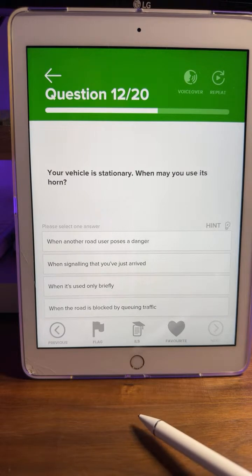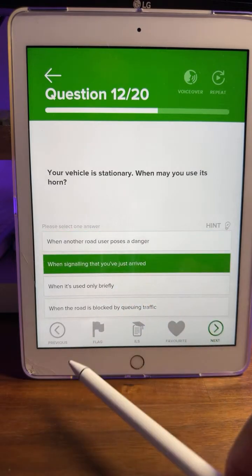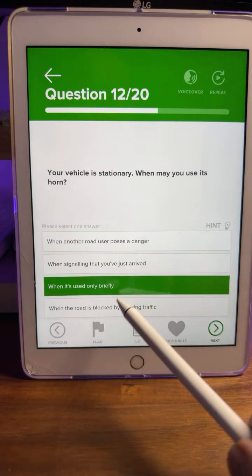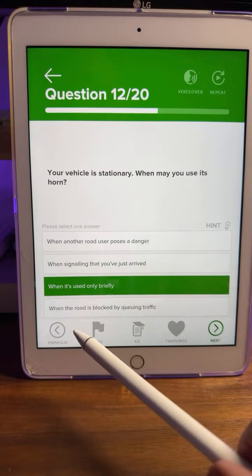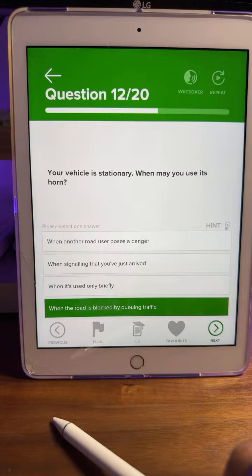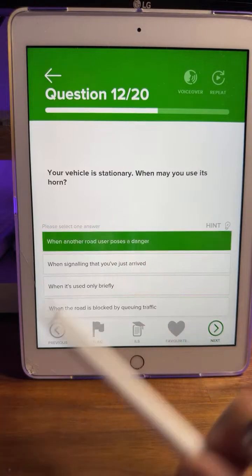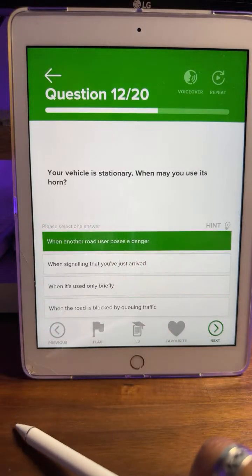Question 12. Your vehicle is stationary. When may you use its horn? When another road user poses a danger, when signaling that you've just arrived, when it's used only briefly, or when the road is blocked by queuing traffic. A, B, C, or D? I can see pretty much everybody saying A. It kind of makes sense, doesn't it? When another road user poses a danger. Yep, absolutely.